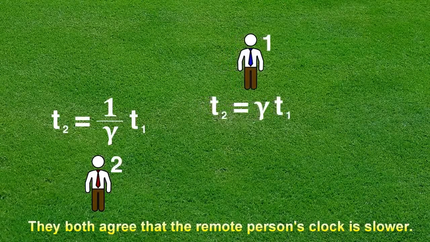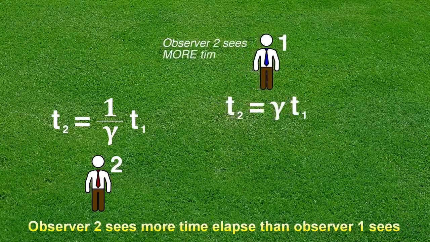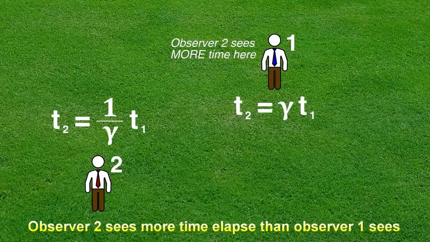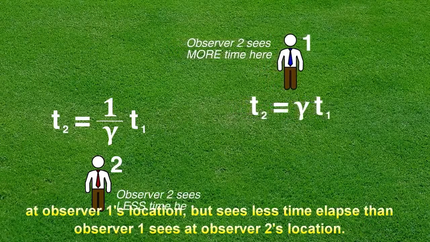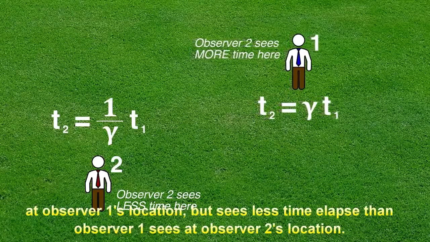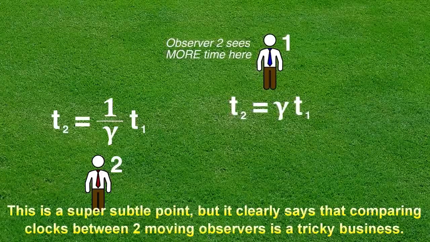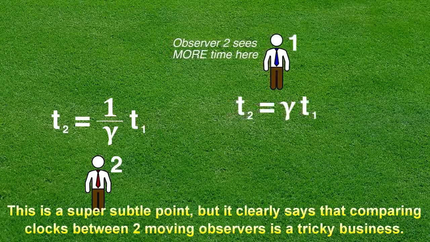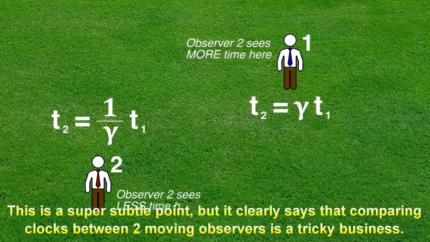They both agree that the remote person's clock is slower. Observer 2 sees more time elapsed than Observer 1 sees at Observer 1's location, but sees less time elapsed than Observer 1 sees at Observer 2's location. This is a super subtle point, but it clearly says that comparing clocks between two moving observers is a tricky business.